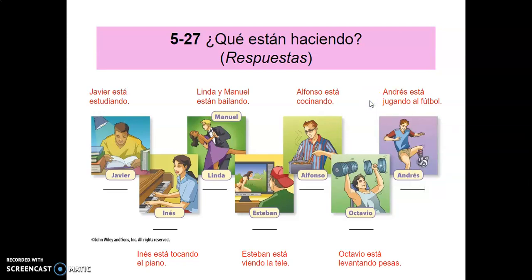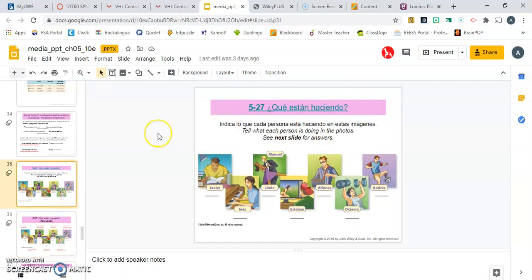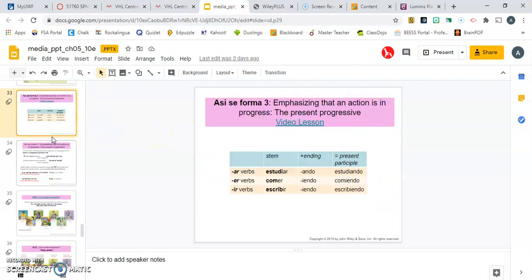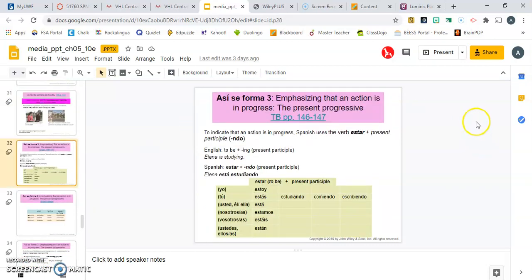All right, y esta concluye la lección. If you have any questions about this, again, please reach out to me. I'm happy to go over this in a little more detail with you. The key points to remember is that with this particular tense, you are talking about an action that is taking place in progress at this moment or at a particular moment in the present tense. You will always use the verb estar as your helping verb.